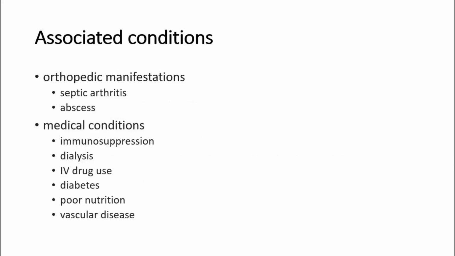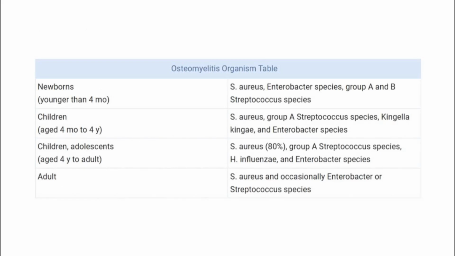Osteomyelitis is associated with ortho conditions like septic arthritis and abscess, and medical conditions like immunosuppression, dialysis, IV drug use, diabetes, poor nutrition, and vascular disease. This is the table showing the different organisms commonly seen in different age groups. Staph aureus is still the most common organism, and there are others like Enterobacter, Streptococcus, Shigella, and Haemophilus species.